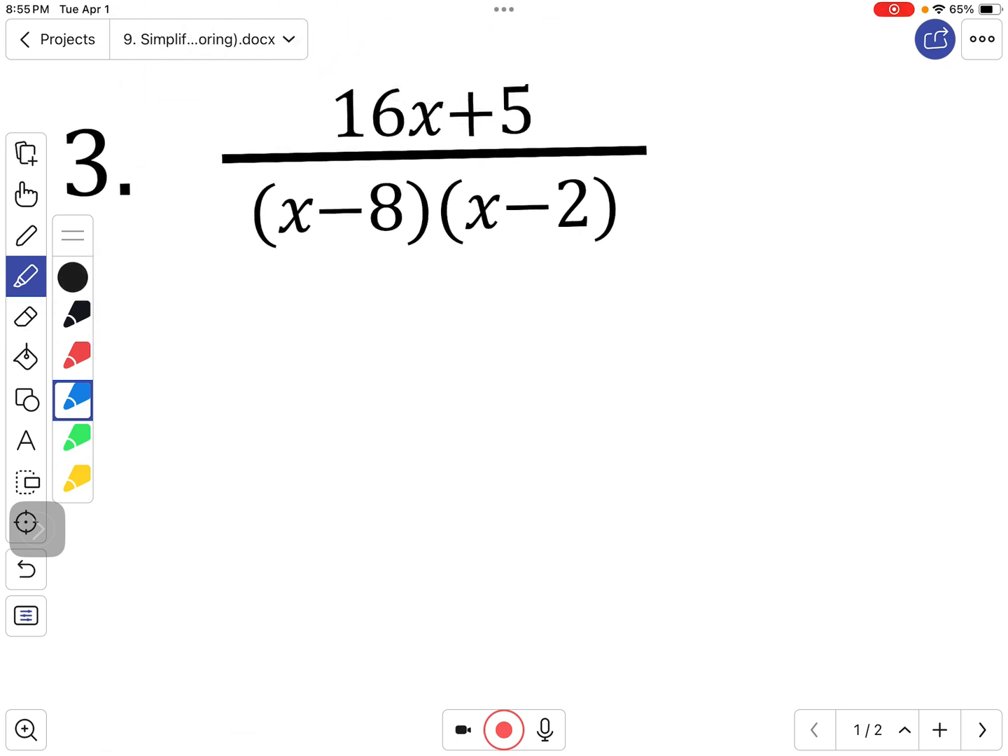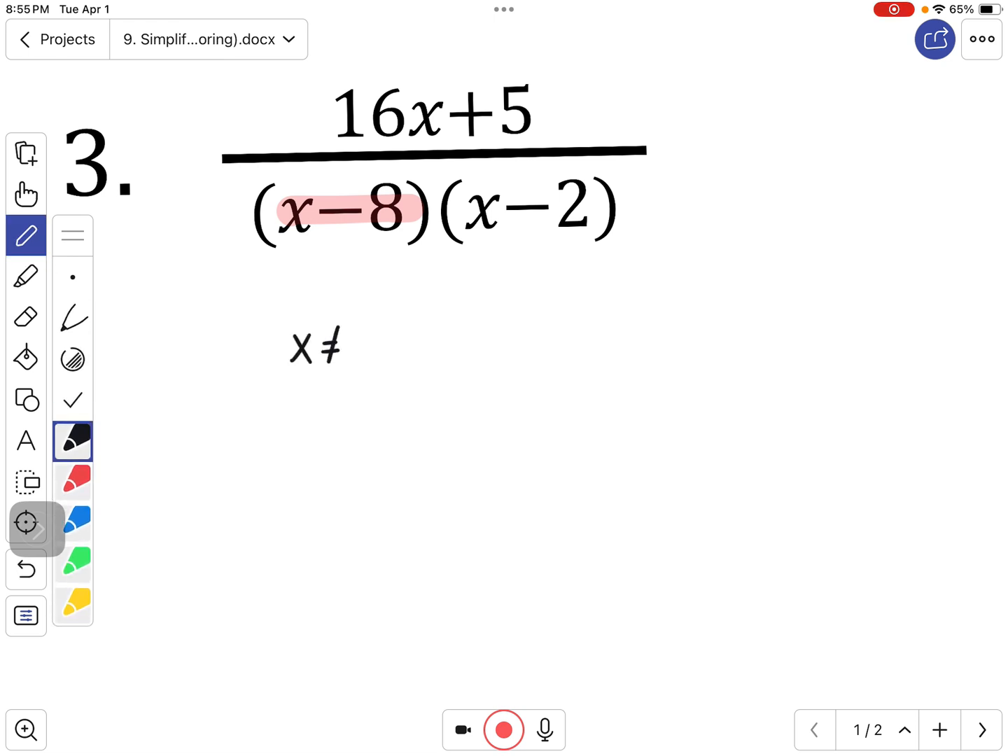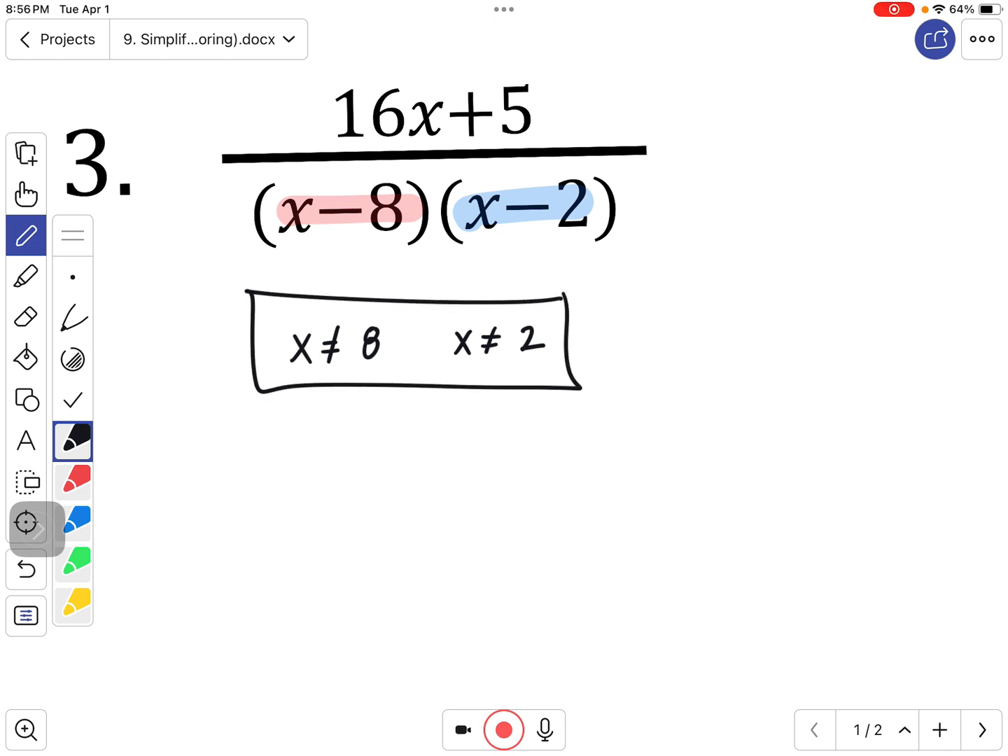Okay, so let's look at number 3. The first one I'm going to look at is this x minus 8. Right now it's a minus 8, so my x is going to be the opposite. x cannot equal a positive 8. Let's look at my next one. This one's x minus 2, so it's going to be the opposite. So x cannot equal a positive 2. So that one is right there. That's kind of easy.